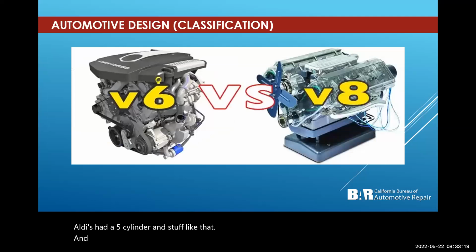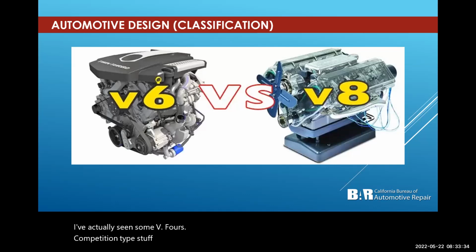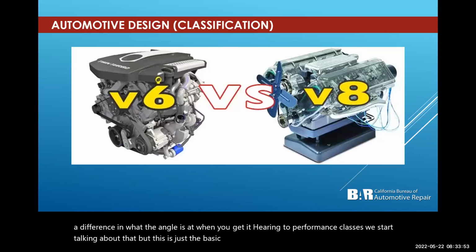And then there's the V types. The V types are kind of common in the V6, V8, V10, V12, V16s. I've actually seen some V4s, competition type stuff out there. There will be a V type shape of the block, and that makes a difference in what the angle is. When you get into your engine performance classes, we start talking about that, but this is just the basic overview. So you have your V type shape, which will have a cylinder head and a cylinder head.